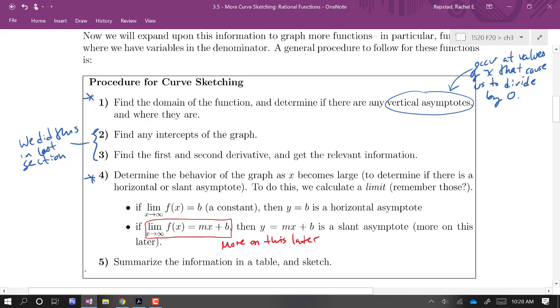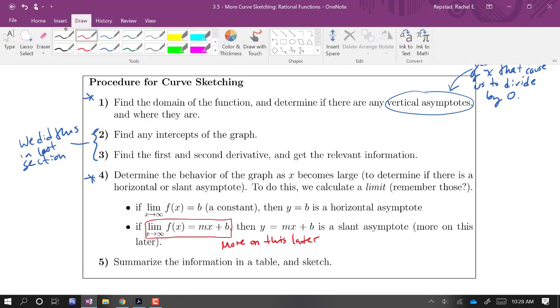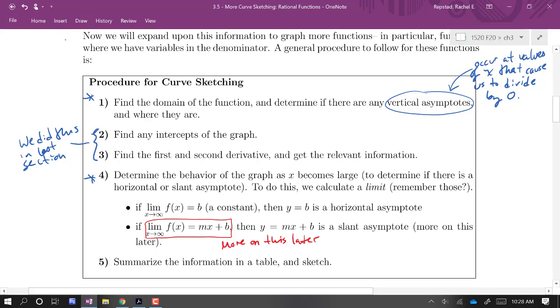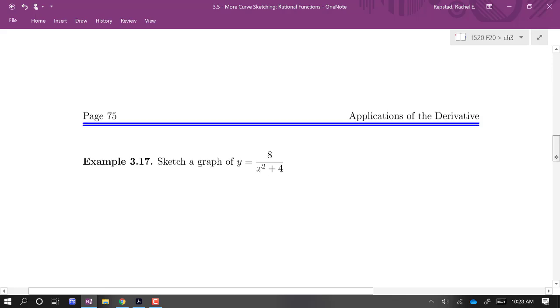And then the last step is the same as the last step that we did before. Summarize this information in a table, and then use that information to make a sketch. What we've got now is a couple of examples to work through. So let's get to it.